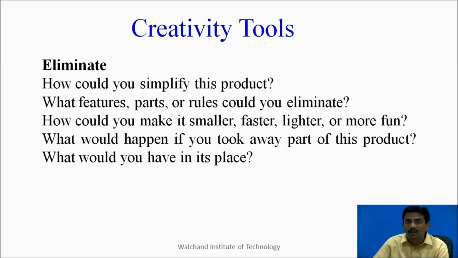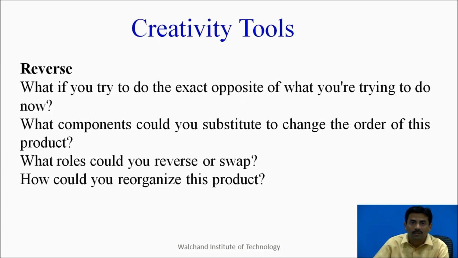Then comes the part of the elimination. In elimination, they will think about how we can eliminate a particular process. How can we simplify this particular product? What features, parts or rules could you eliminate? What would you have in its place? So the elimination focuses on eliminating parts of the product or some of the process.